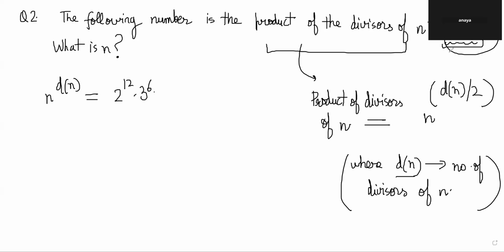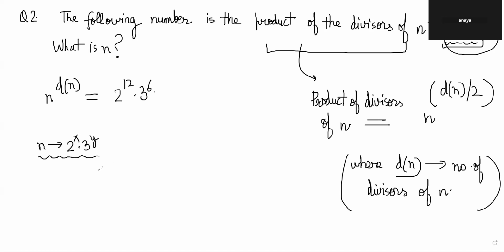You're saying that n to the power dn is something, so dn is only going to multiply onto the powers of n itself. So if you have n equal to 2 and 3 there, you can't just add in another prime factor.